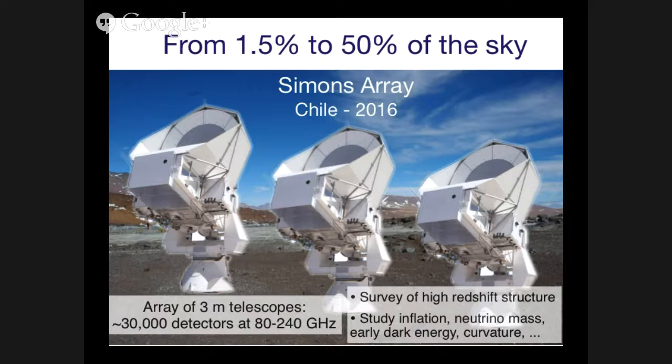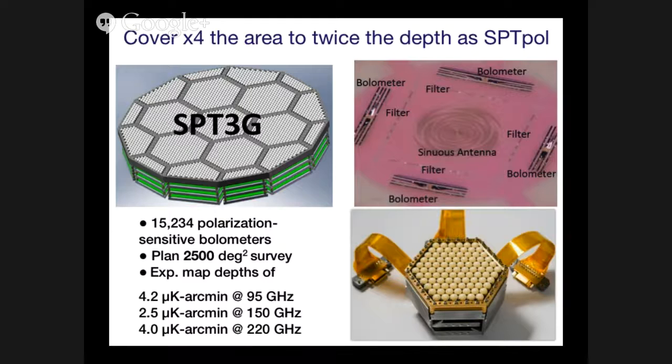SPT-3G is doing a slightly different scan strategy. The Simons Array is doing a large area, 50% of the sky. SPT-3G is doing a much more focused patch, so you can effectively get a wedding cake kind of pattern between the two experiments. So now we're doing 6% of the sky instead of 50% of the sky, but down to lower noise levels. And actually, the detectors in both cases are broadband sinuous antennas, shown here, coupled with lenses to the telescope.